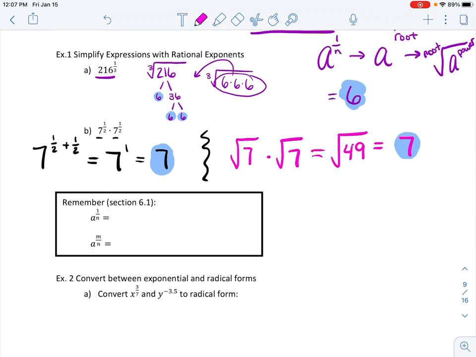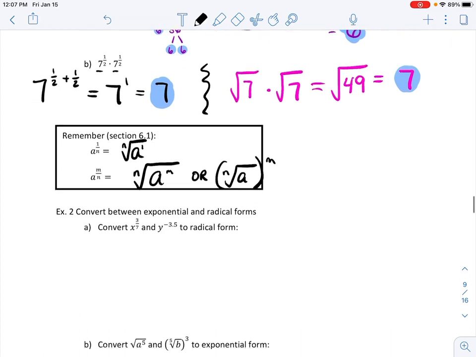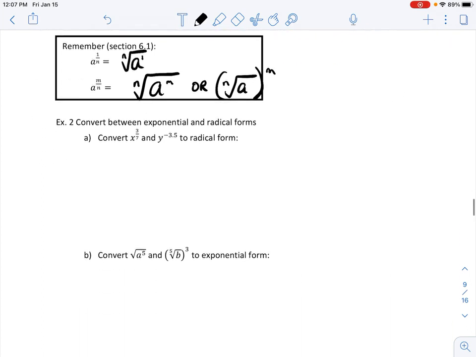So we wrote this part above, remember from section 6.1. A to the 1 over n power is the nth root of a to the first power, or just a. And a to the m over n power is the nth root of a to the m, or you can write this as the nth root of a all to the m, like so. So we are going to work on these next 4 problems. We're either going to convert between exponent to radical or radical back to exponent.